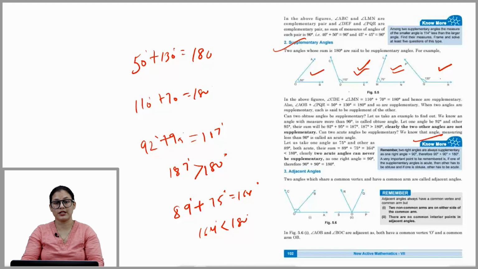Therefore, 90 degrees plus 90 degrees is equal to 180 degrees. A very important point to be remembered is, if one of the supplementary angles is acute, then the other has to be obtuse, and if one is obtuse, then the other has to be acute, right?